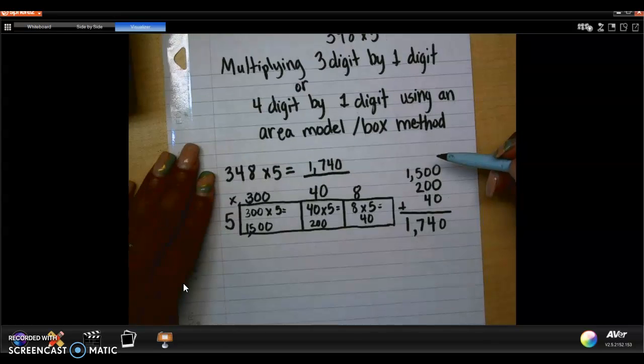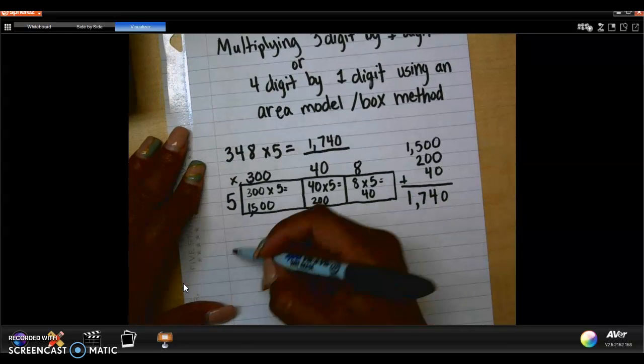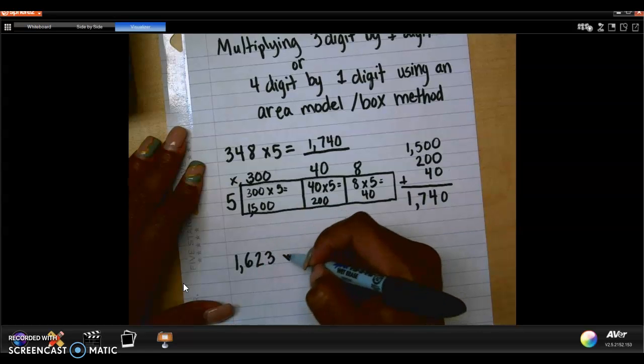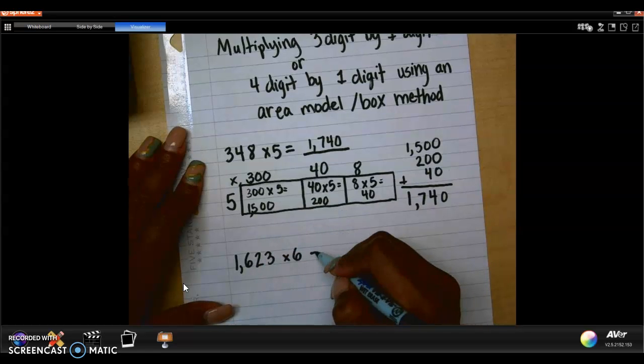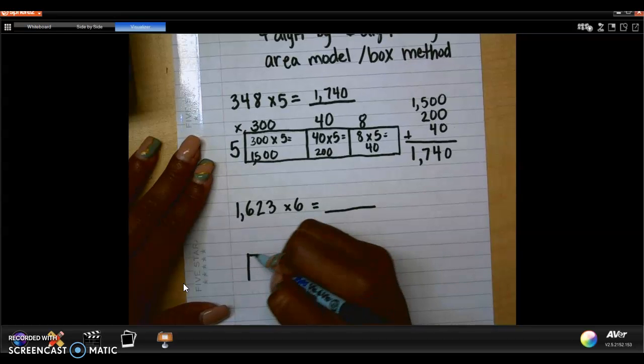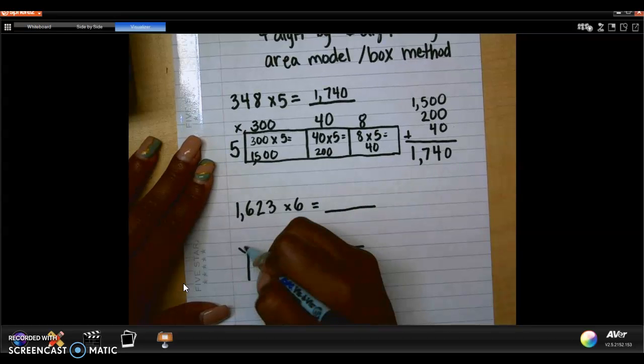I'm going to do a 4-digit example. If at any point you need to stop, rewind, pause this video to kind of go back and think and process or practice what I'm doing, please just stop the video and you can give it a try yourself.